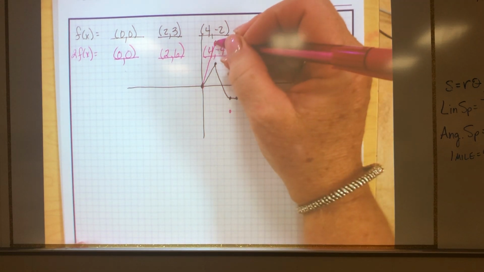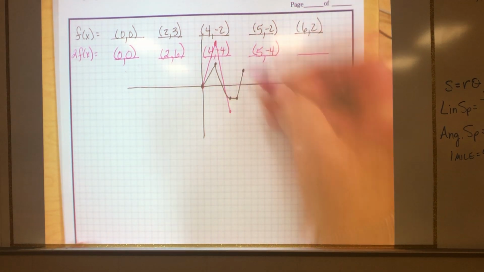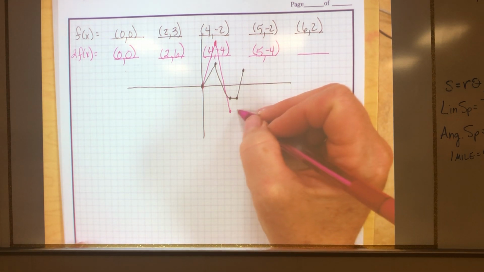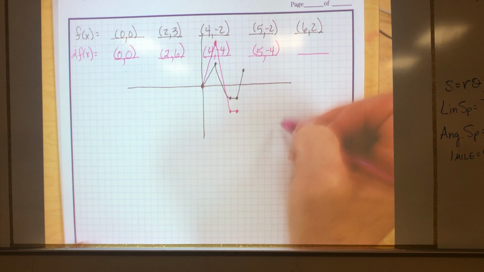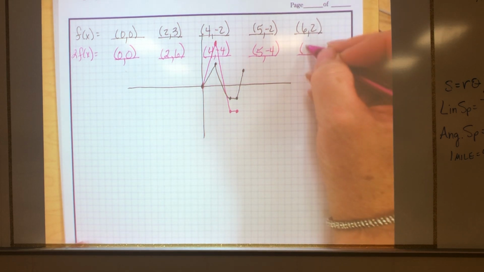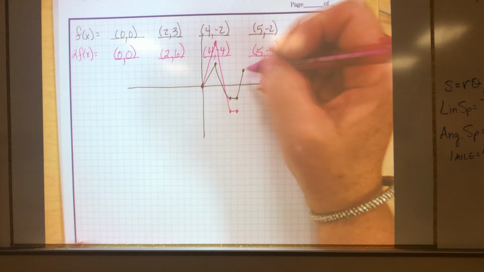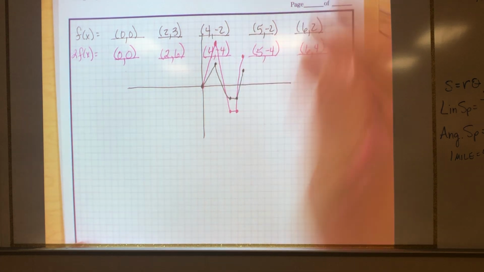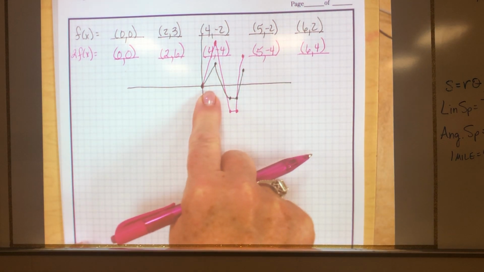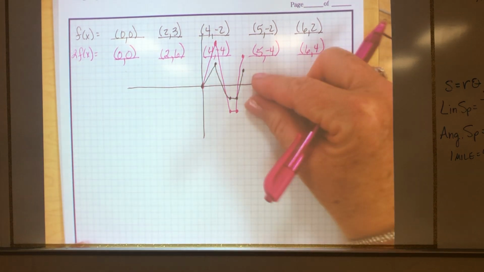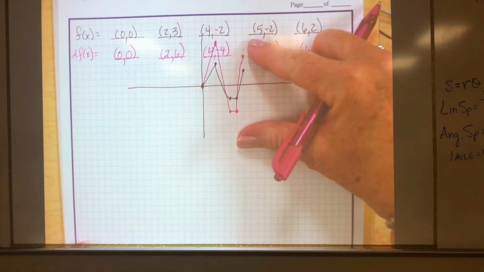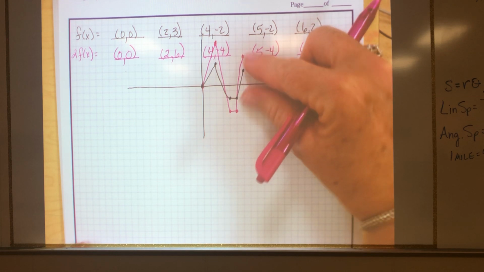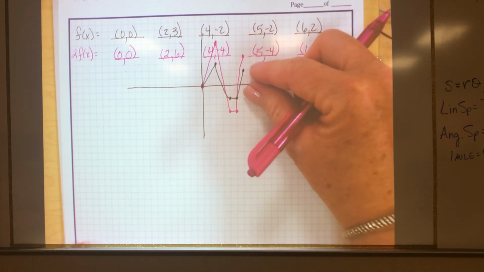All right, so this one is 4, negative 4. So it goes way down here. This one is 5, negative 4. So it goes across here. What's this guy? 6, 4. And so it goes here and here. Okay, so look at the black graph and the pink graph. Does it look like a vertical stretch? Yes, it's just twice as tall as it was here.